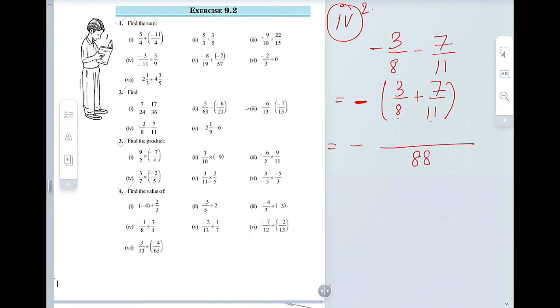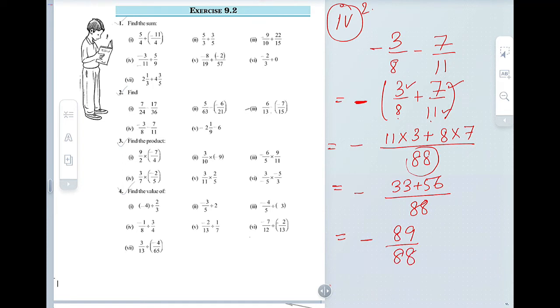88 will be divided by 8, so you will get 11. This 11 will be multiplied by the first numerator. Then again this 88 will be divided by 11, you will get 8, and this 8 will be multiplied by the second numerator, and at last you are getting 33 plus 56 by 88. So, at last, 89 by 88. This is the answer which is coming after calculation.